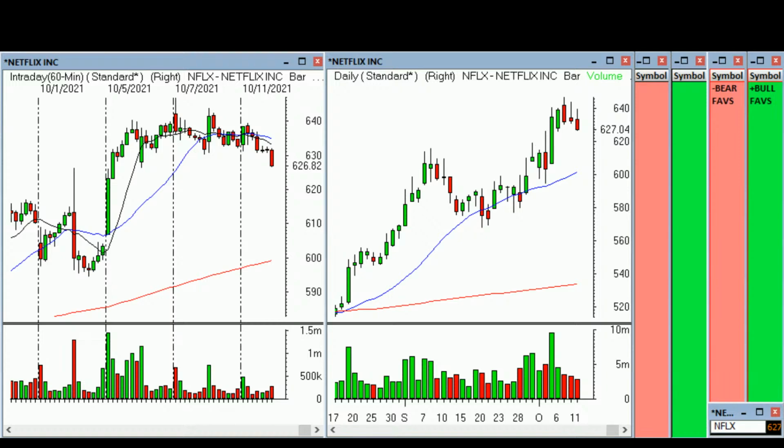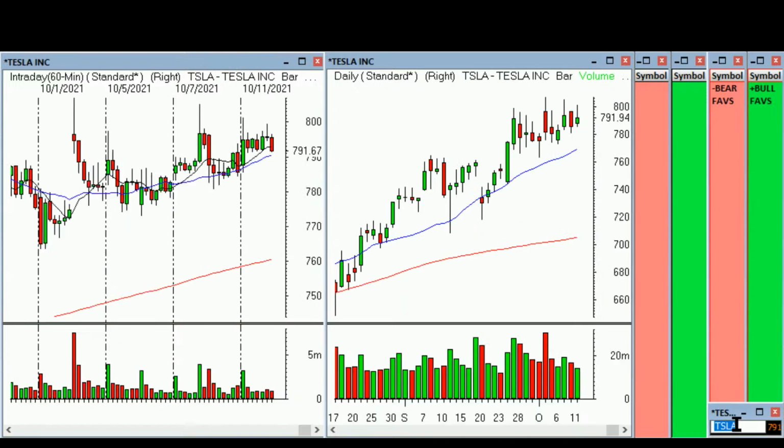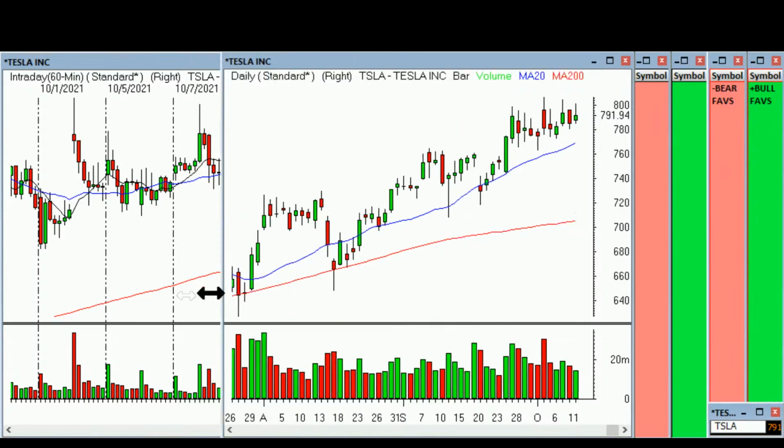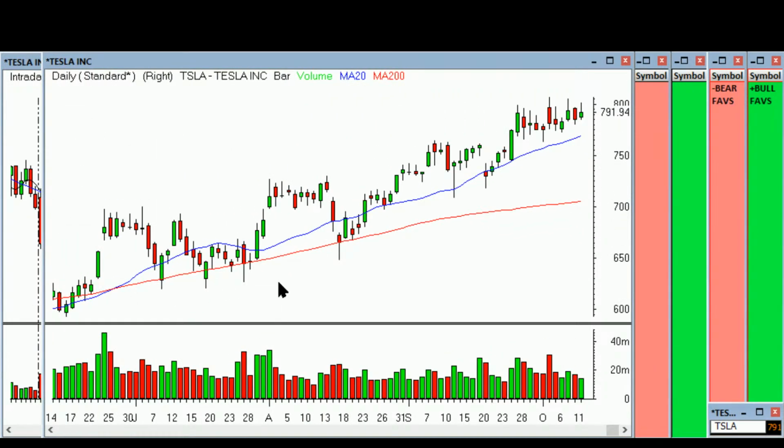Because it's up quite a bit. It's up nicely. Same thing with Tesla. Tesla looks perfect on the daily. But, okay, it looks good, right? But don't forget, the market is everything. It pulls everything down with it.